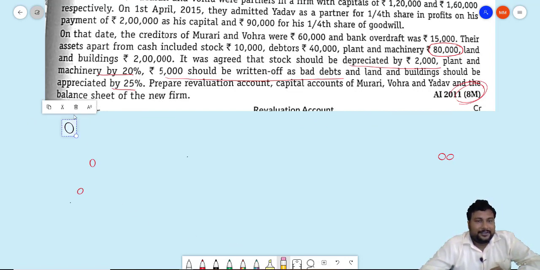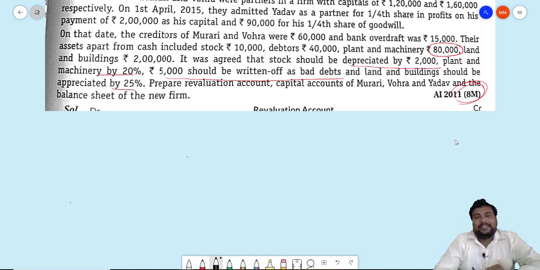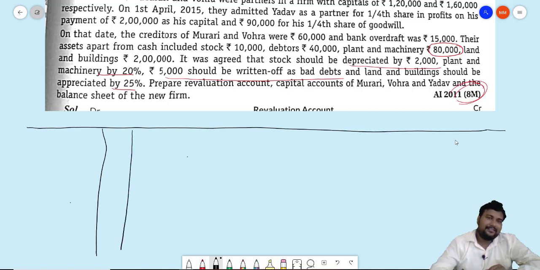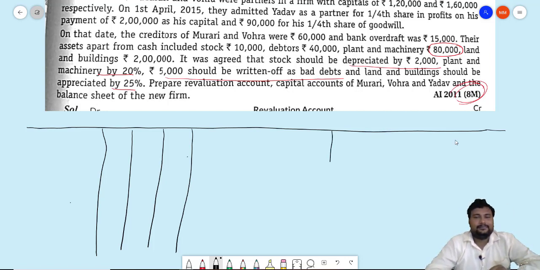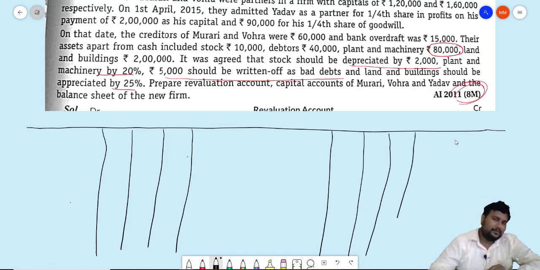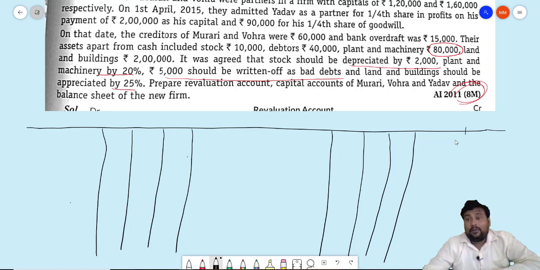Just a minute. You guys prepare the partners' capital account by yourself and tell me the balance of each and every partner. I will also solve it, and we will match each other's answers. Let's prepare the partners' capital account. This we kept for working notes.